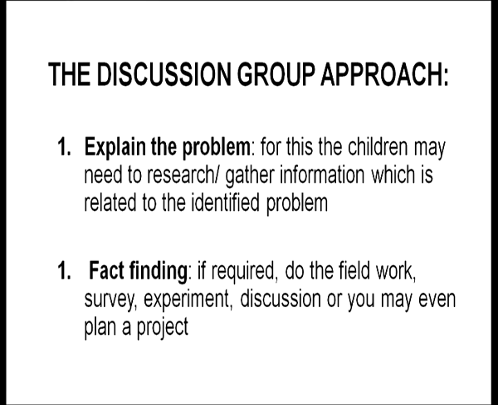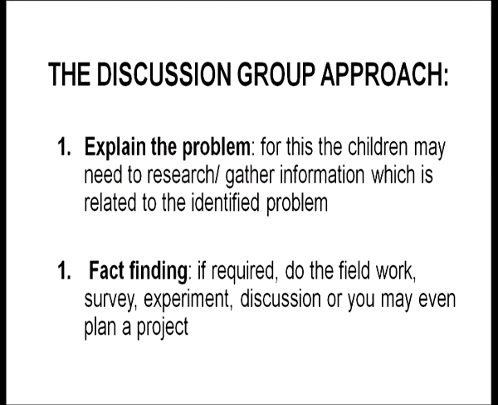Fact finding. If required, do field work. If they want to know something about plants, take children outside to observe a variety of plants. Let them do a survey outside. Let them observe the different types of trees. Let the children do an experiment under your supervision. Encourage them to have a discussion where you are there as a scaffolder, as a facilitator, and you may even plan a project. You may plan a project on types of plants in my immediate surroundings.